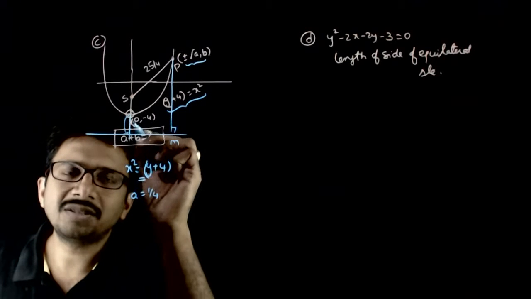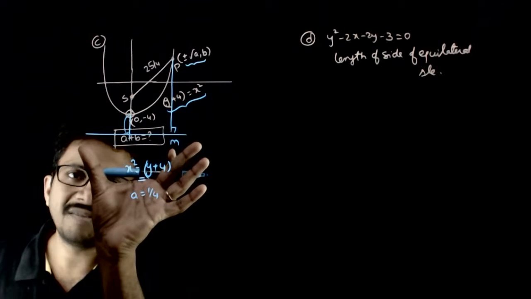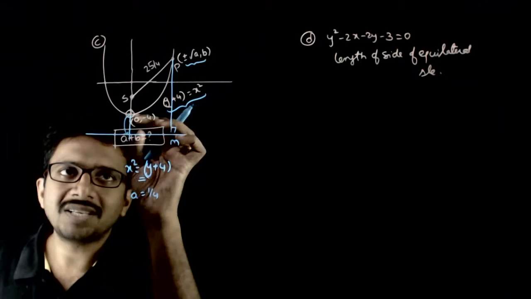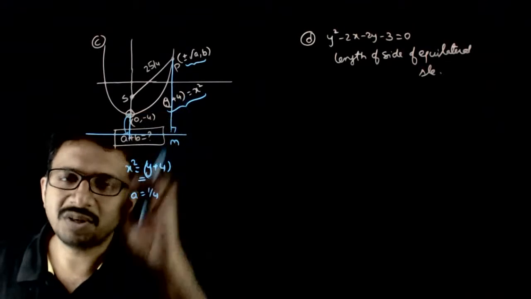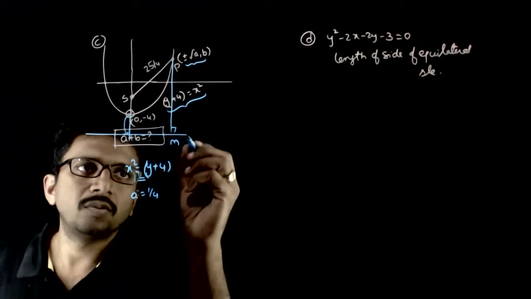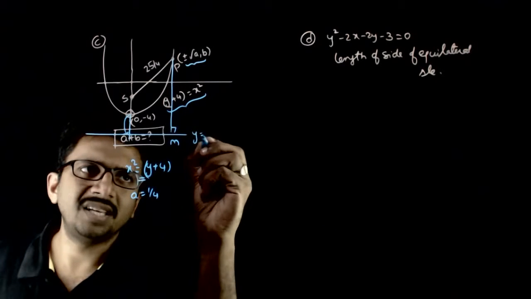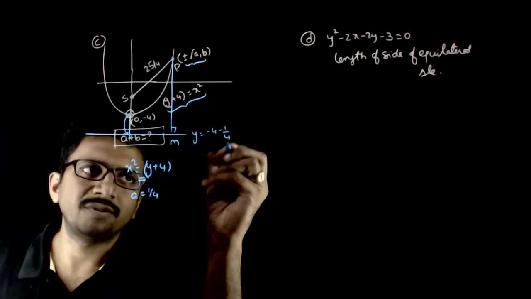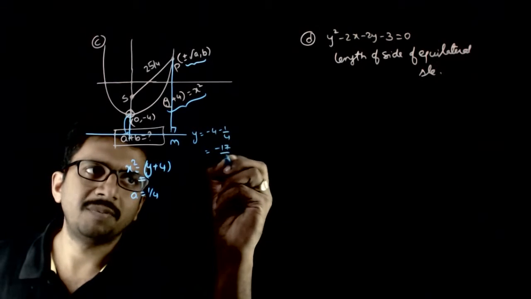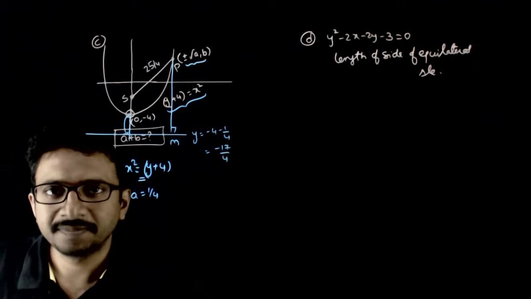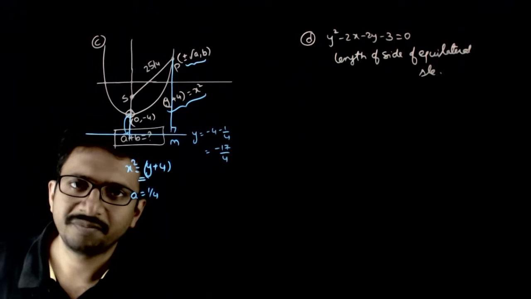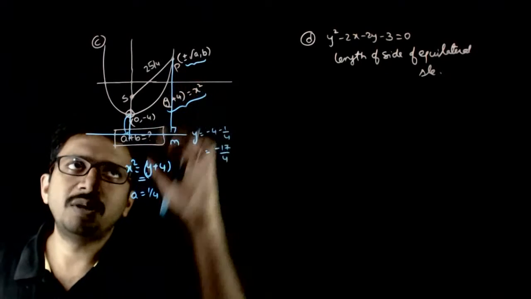To find the directrix, you have a horizontal line which is at a distance of 1 by 4 units from 0 comma minus 4. So what is this directrix? y is equal to minus 4 minus 1 by 4, that is equal to minus 17 by 4. Now obviously SP is equal to PM.